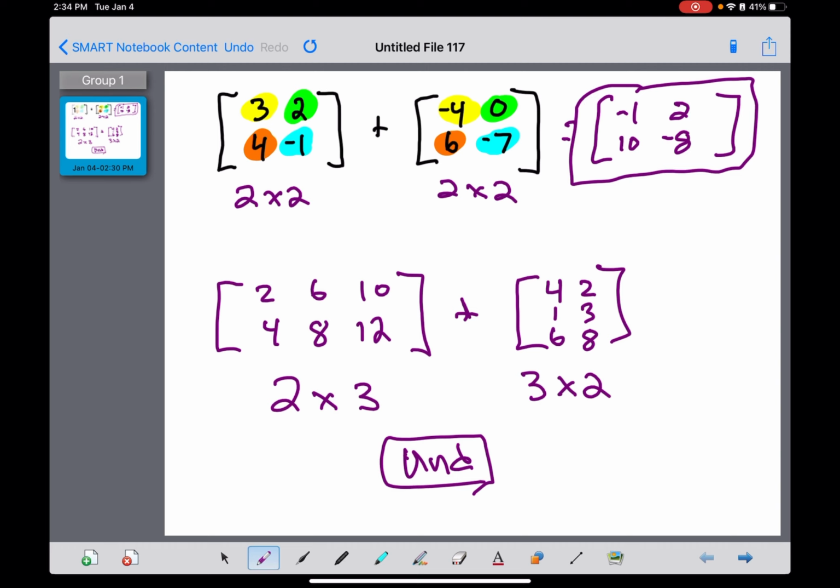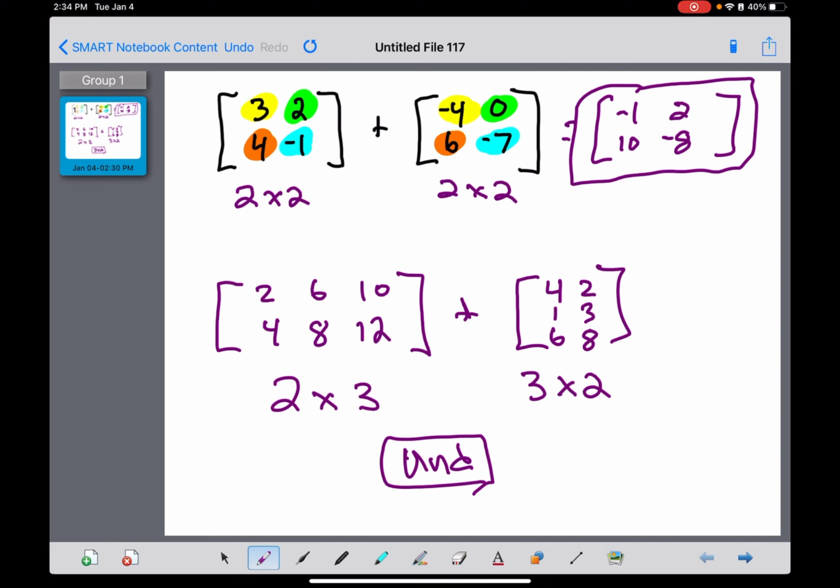That's not going to be the case if we multiply. These two matrices, you're actually able to multiply. The way we determine if we can multiply them is we look at the dimensions, and more specifically, we look at that middle term.